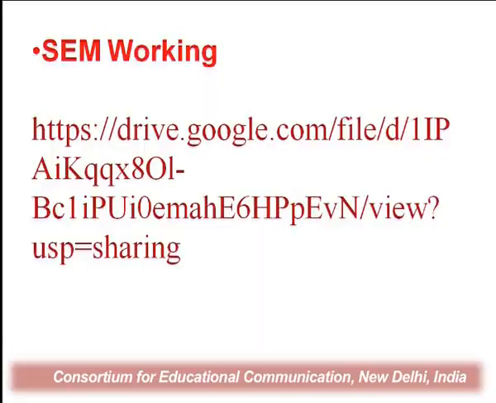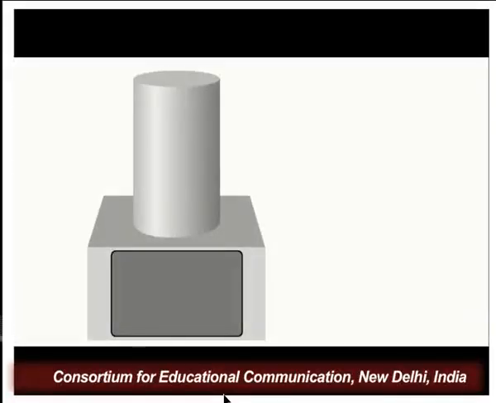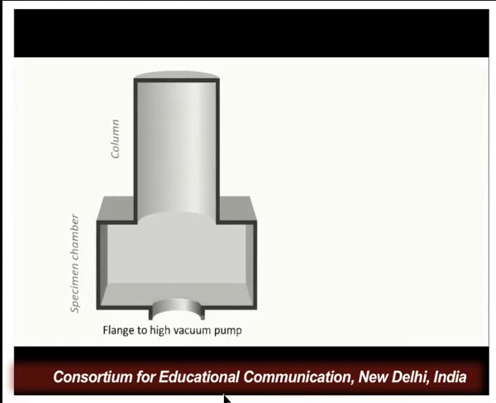Now we see the working in this video. Here we see this arrangement: on the top we have a column, and on the bottom is a sample chamber and a cover plate. Now we are seeing that a high vacuum is created inside this chamber, so that this is a specimen stage where we can put the specimen, and this specimen plate is inside the vacuum of the chamber.